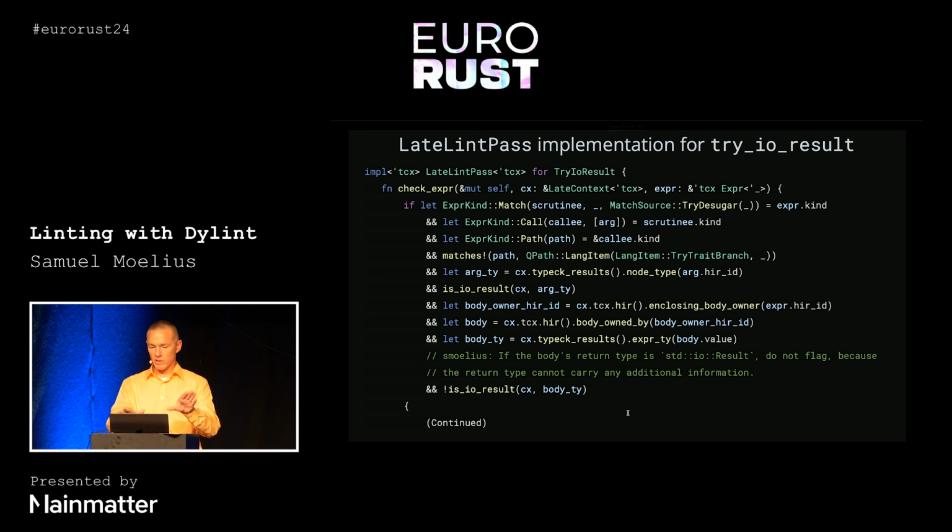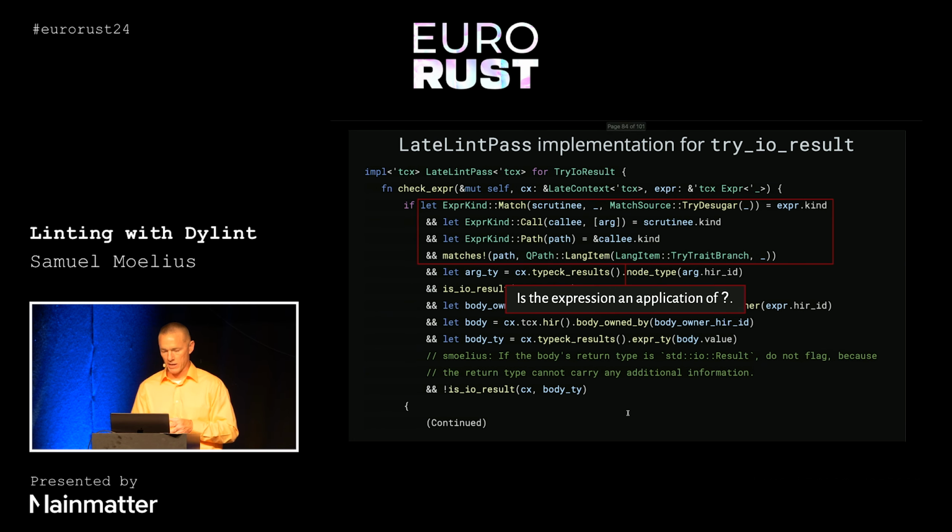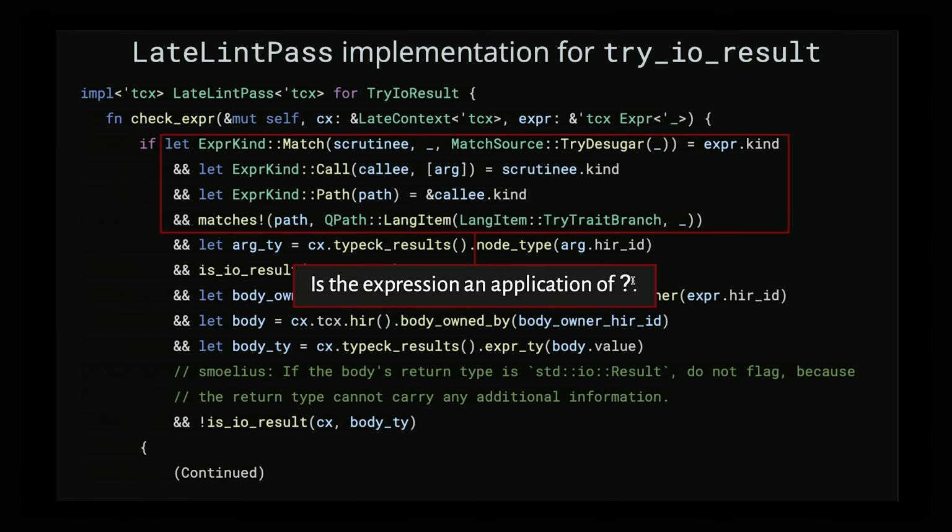Okay, so then you'll see the first part of this check_expr implementation is a big if block. The first 4 lines of this if block do the following. They check whether or not the passed in expression is an application of a Rust question mark operator. Now you may ask, why is that 4 lines? Why is it not something simpler like 1 line? And the answer is because in going from the AST to the HIR, going from the abstract syntax tree to the high-level intermediate representation, Rust has done some desugaring.